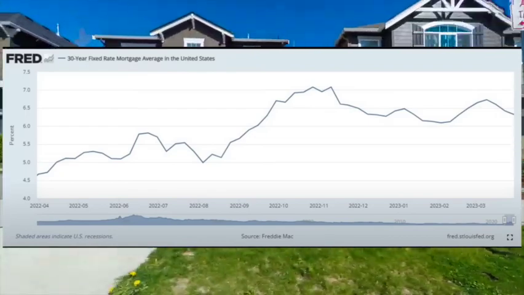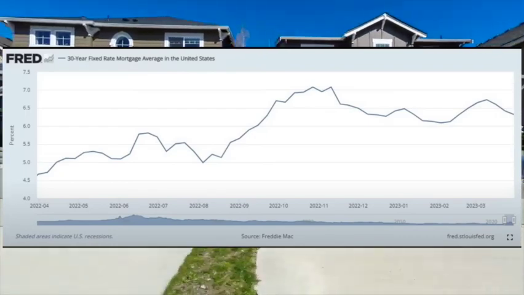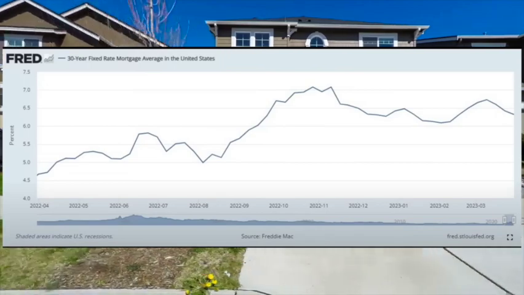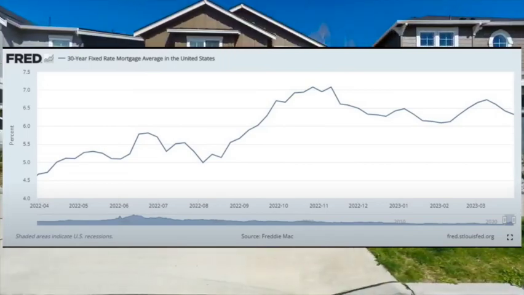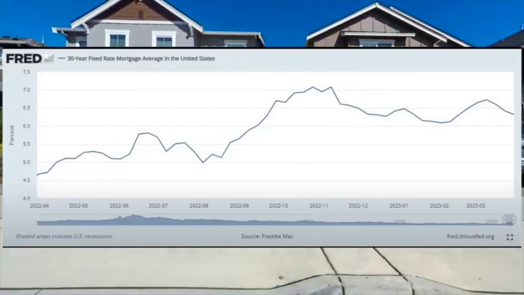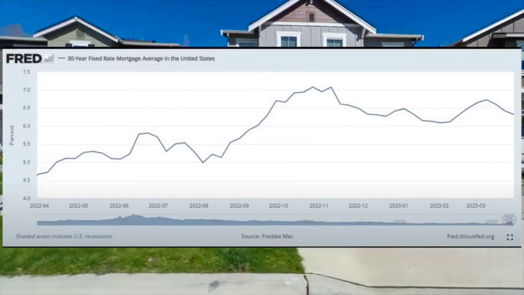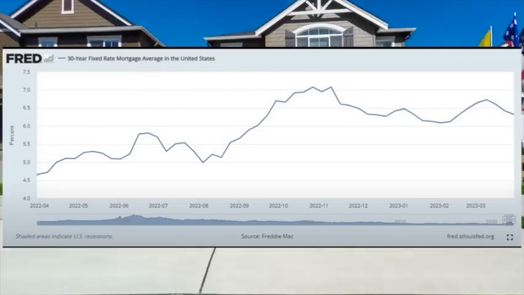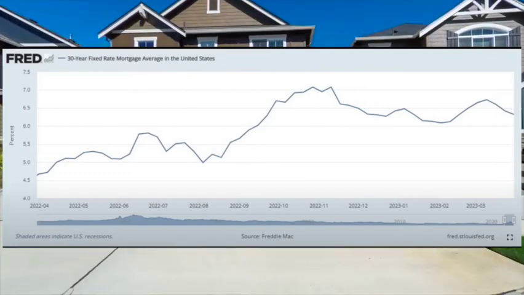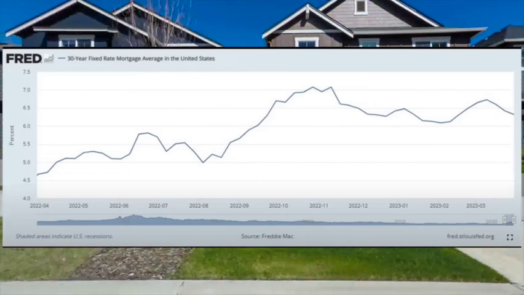Moving on, let's shift our attention to mortgage interest rates. Presented here is a 1-year chart depicting the 30-year fixed mortgage rate sourced by Freddie Mac, which surpassed 7% in late 2022. While there's been a slight decrease in the rate since then, they've mostly been stable since.